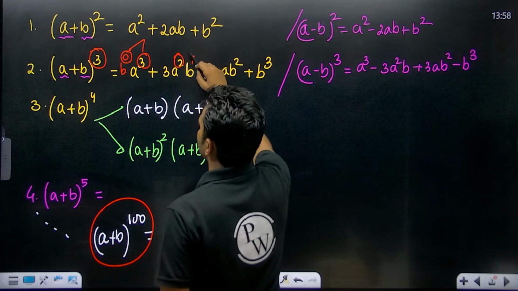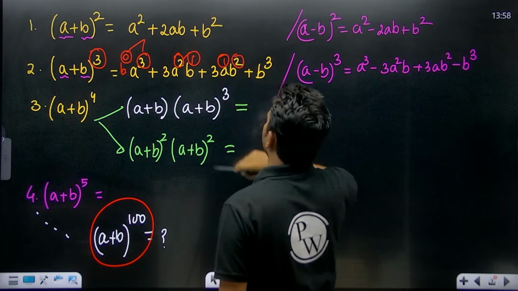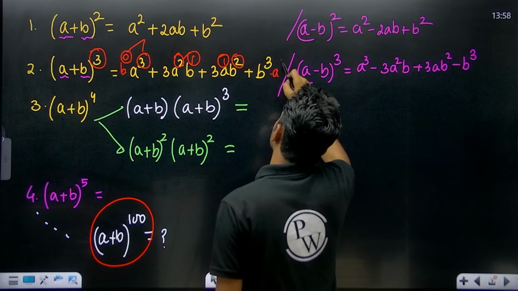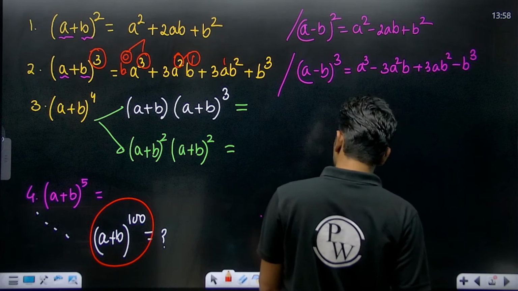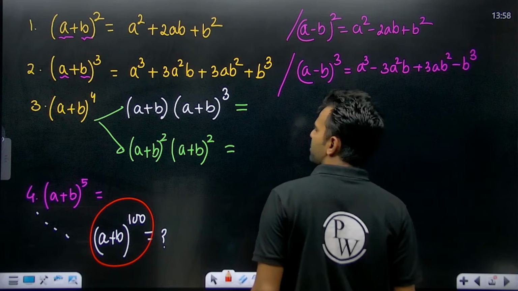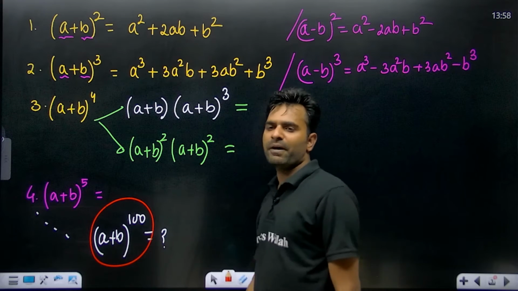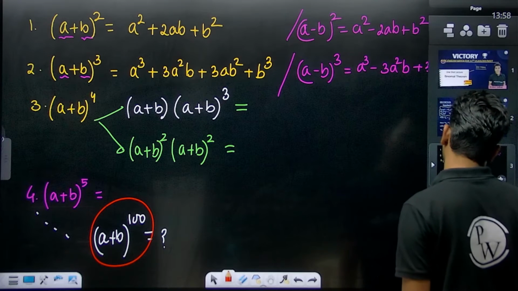Over here if you see, what is the summation of these powers? 3 again. What is the summation of these powers over here? 3 again. What is the summation of powers of a and b over here in this term? Again 3. Yes or no, everyone? So whatever is the value of n, the summation of the powers of a and b is nothing but equal to n. So you must keep this particular point in mind always.